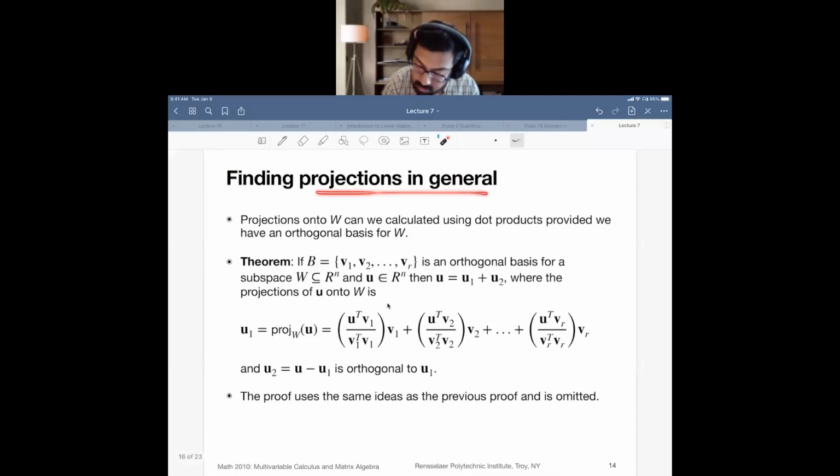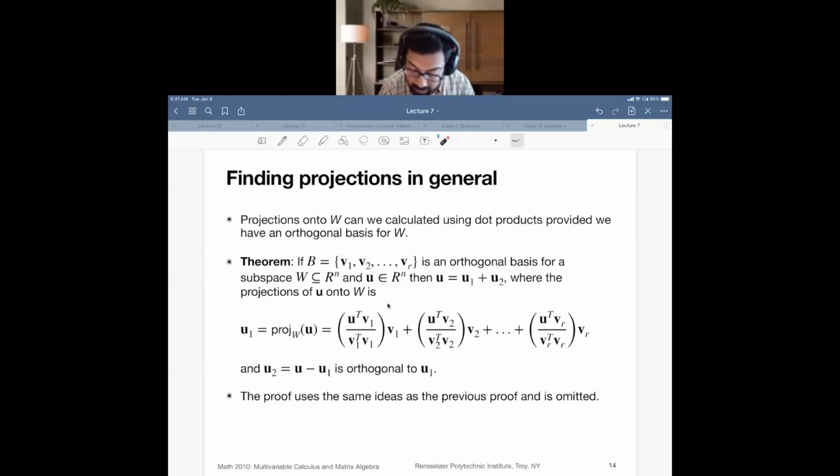So finding the projections in general. Projections onto subspace W can be calculated using dot products that are provided by the orthogonal basis for W. We have a theorem here, and the proof is going to be similar to the one we have seen before. So B is a set of r vectors, and this is an orthogonal basis. Not an orthonormal basis, but an orthogonal one. So we know that the dot product of any vector with any other vector should give me a zero.